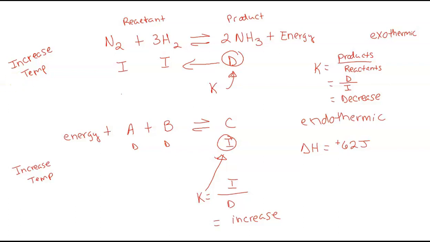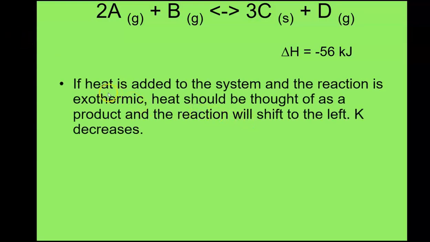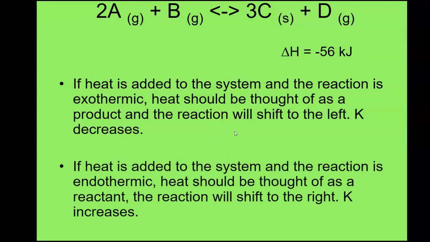All right, let's look at that little worksheet. Well, let's put that PowerPoint up there. If heat is added to the system and the reaction is exothermic, heat should be thought of as a product, and the reaction shifts to the left, and K is going to decrease. If heat is added to the system and it's endothermic, heat should be thought of as a reactant, and it will shift to the right, and K is going to increase. So that's what I was just doing on the little sample there.